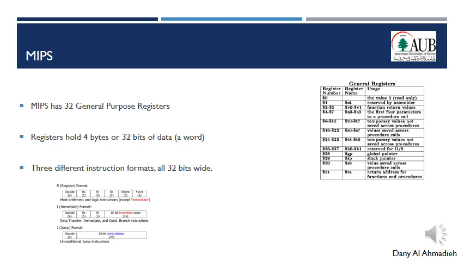MIPS has 32 general purpose registers, used for different purposes. Each register holds 4 bytes or 32 bits of data, which is a word. Also, the instructions are of a fixed length, 32 bits. There are 3 different formats, used for different types of addressing. As it is RISC, it implements each instruction in a clock cycle. As you can see, the key features of RISC are found in MIPS. Fixed length instructions, lots of general purpose registers, pipelining, and most importantly, a reduced instruction set.